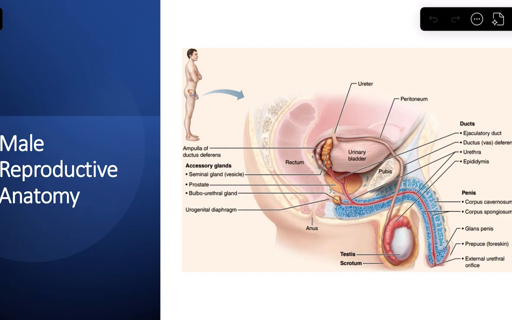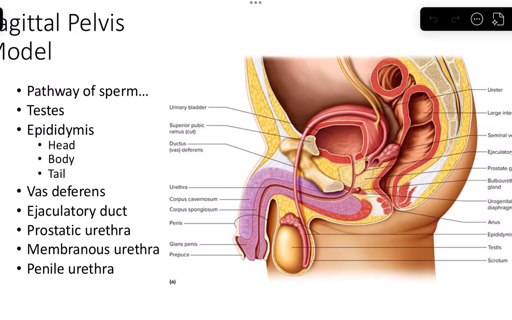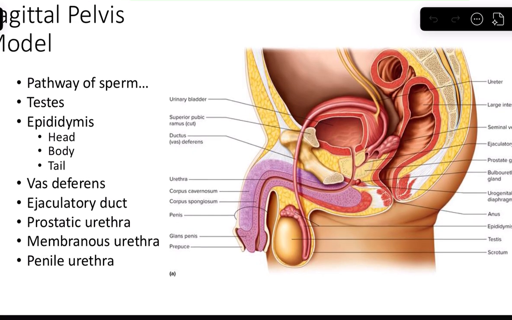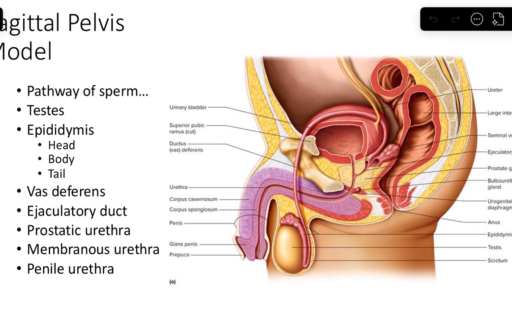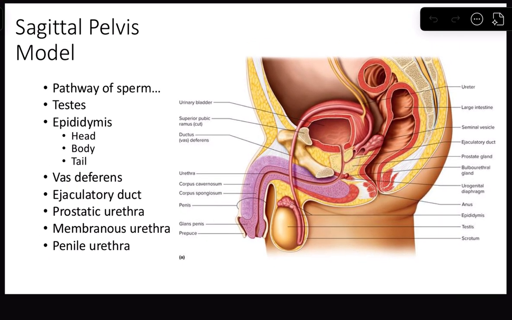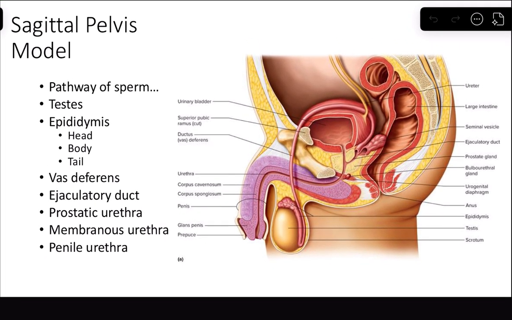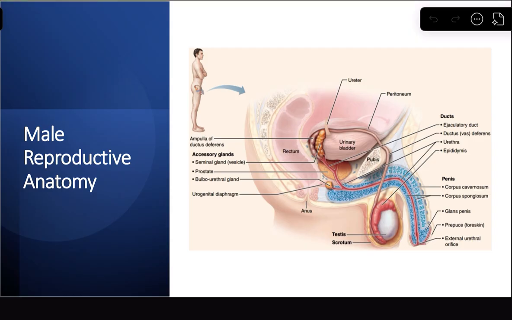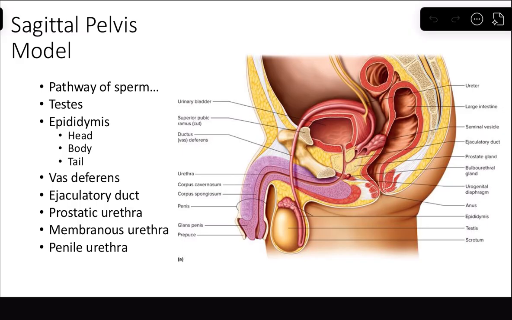So right now we're looking at just a general schematic of the male reproductive system, right? This is a sagittal view. And we are going to kind of break it down piece by piece. So let's go to this next slide. And this is going to be a sagittal pelvis model as well. Note the difference in orientation from the last slide to this slide, right? We're facing one side, now we're facing the other, right?